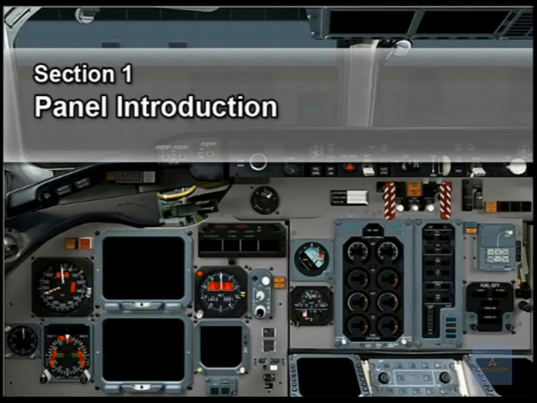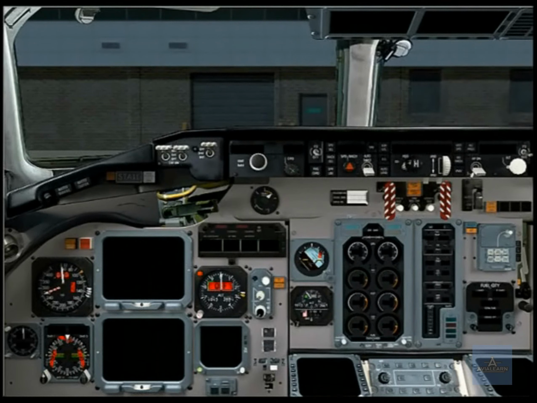Section 1. Panel Introduction. At first glance, the Mad Dog panels can be quite intimidating, especially if you're accustomed to less detailed aircraft panels. In this section, we'll briefly go over each of the panel views on this aircraft. As we move along, you'll notice that many of the controls are grouped according to their related systems. Please keep in mind that this section is simply an overview. We'll go over each system and control in more detail in the various sections.